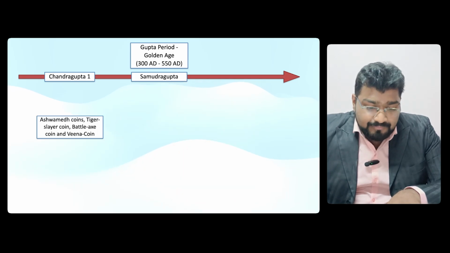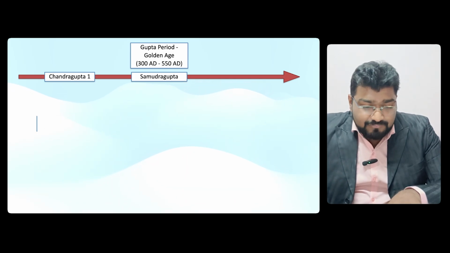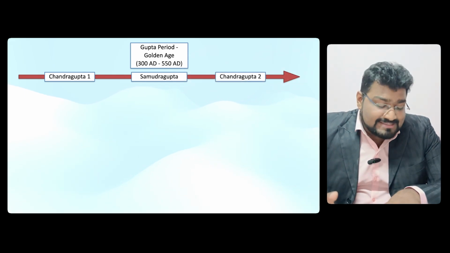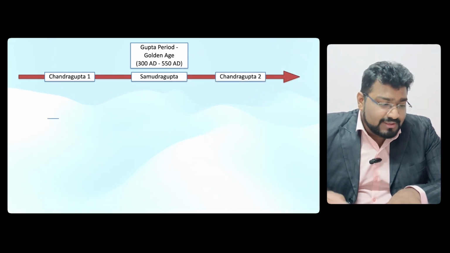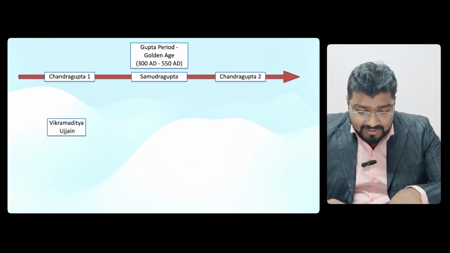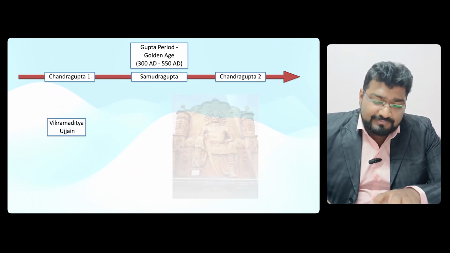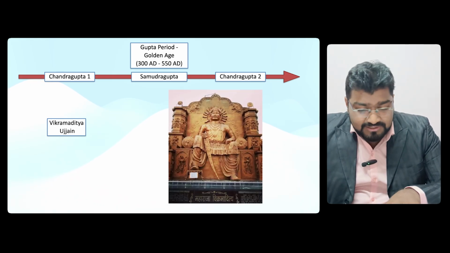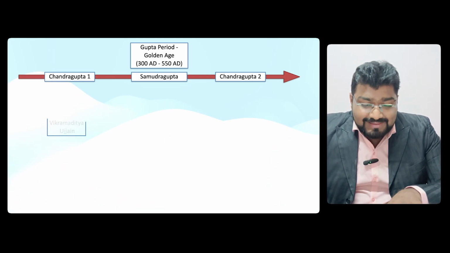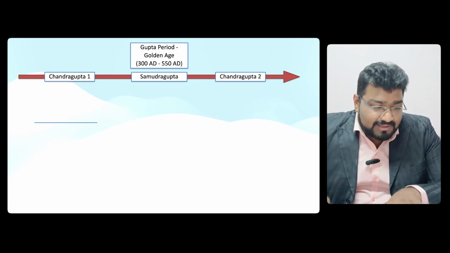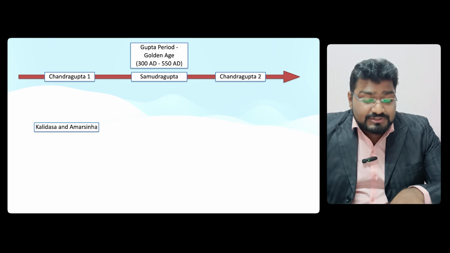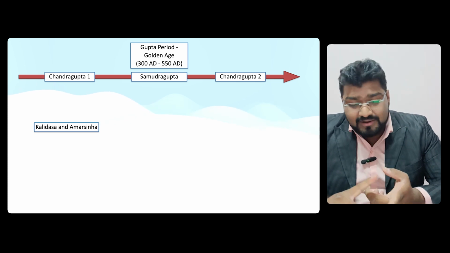Now we will see the next powerful king, that is Chandragupta II, who was given a title called Vikramaditya. He ruled from the capital city of Ujjain. Ujjain became a hub of trade, learning, and culture during that particular period. Now you need to remember one thing, that two famous poets emerged during this period, and these two poets were in the court of Chandragupta II, Kalidas and Amar Singh.